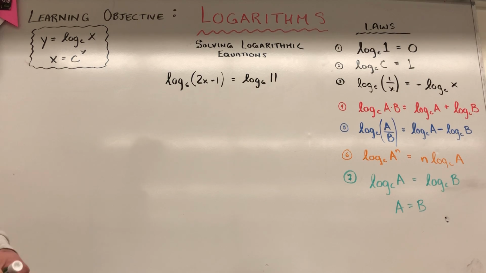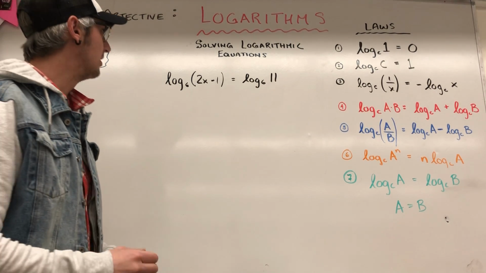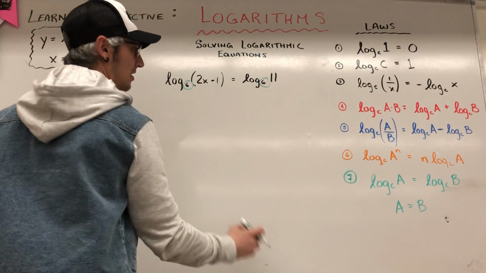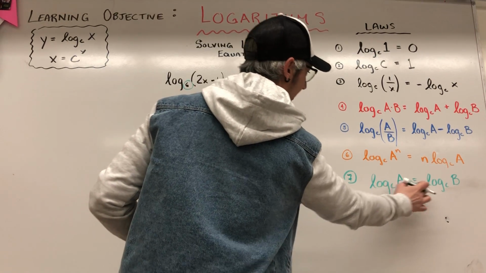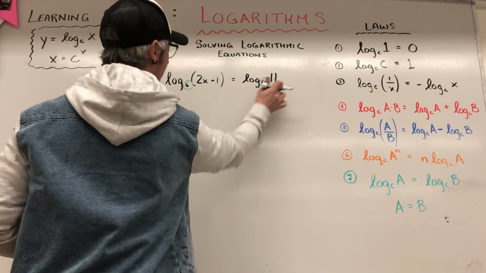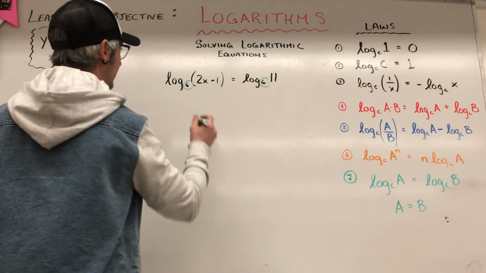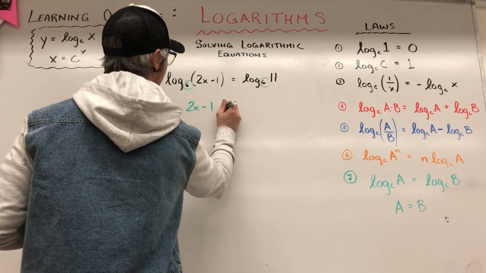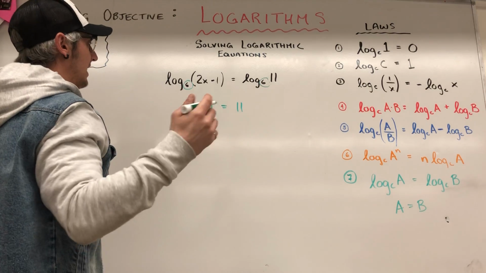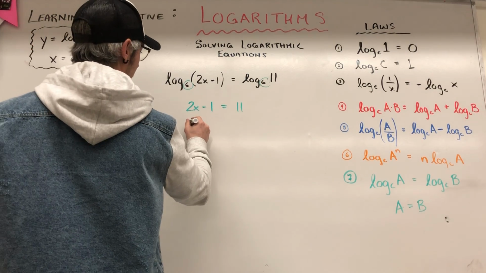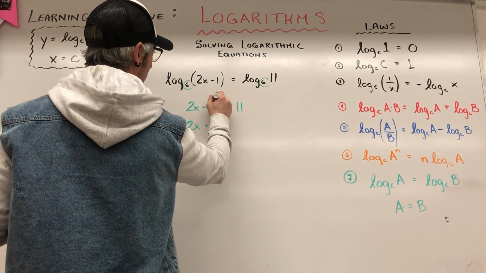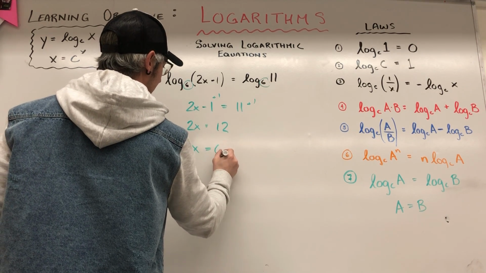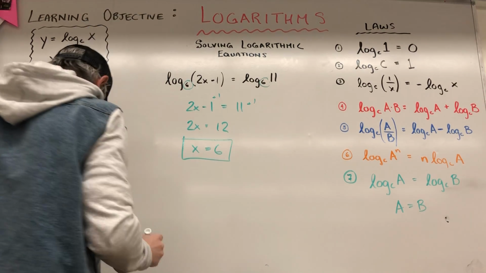Okay. I'm like, ooh, there's a lot going on here. But what I notice right away is both these logs have the same base, 6, which is very similar to this law. So therefore, whatever's here must be equal to there. So I can ignore the logs now and just say, okay, well, based on my rule or identity there, 2x minus 1 is equal to 11. And now I can just solve for x. 2x is equal to 12, therefore x is equal to 6.